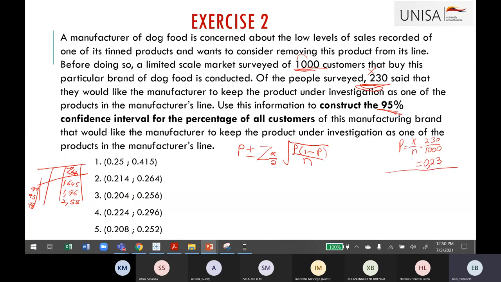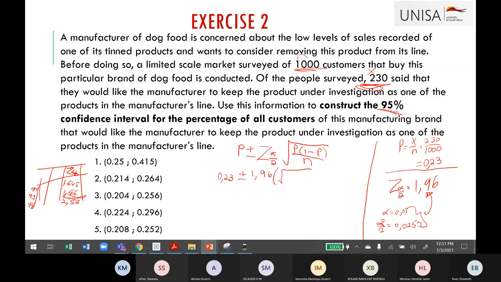Then we also need to find our critical value, which is Z alpha divided by 2. Our alpha is 0.05, and Z alpha divided by 2 will be 0.0250, which means our critical value for this will be 1.96. I don't have to go to the table to find it. So let's substitute into the formula. P is 0.23 plus or minus, and for 95% it is 1.96 times the square root of 0.23 times 1 minus 0.23 divided by our N of 1,000.